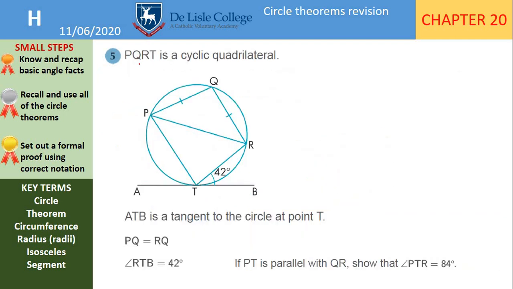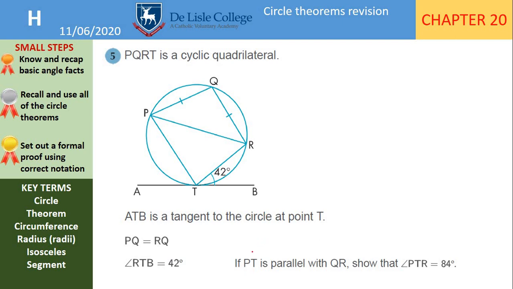Question 5, PQRT is a cyclic quadrilateral again. ATB is a tangent to the circle at point T. PQ equals RQ, so PQ and RQ are the same length. This is why they have lines on them. Angle RTB, R to T to B, is equal to 42 degrees.